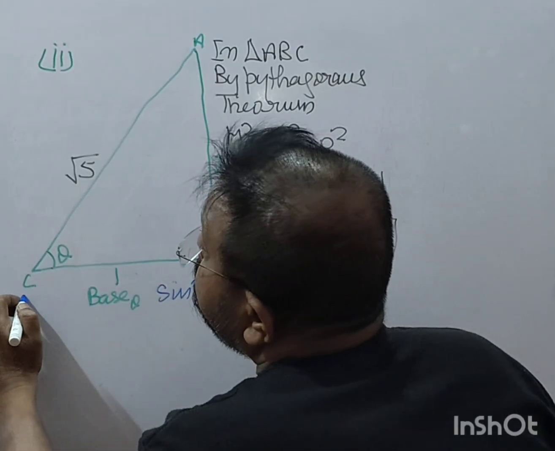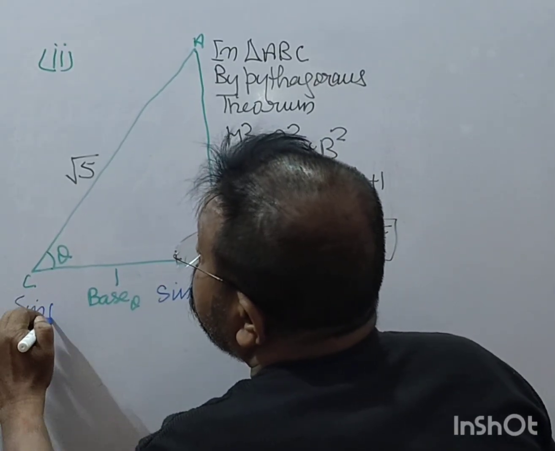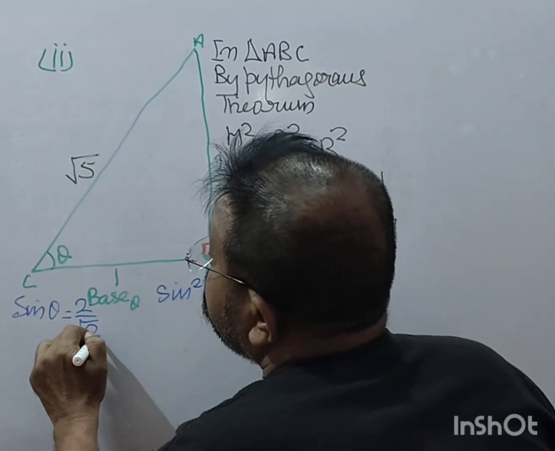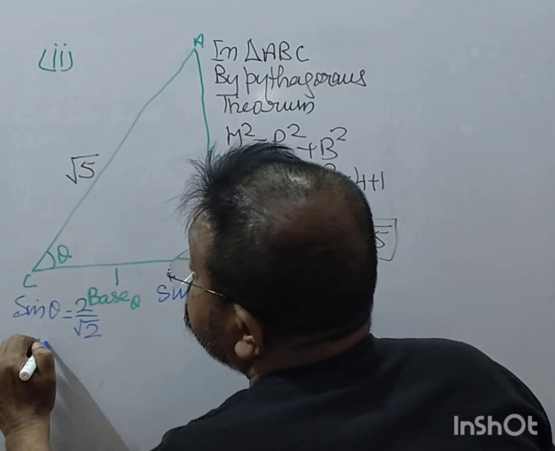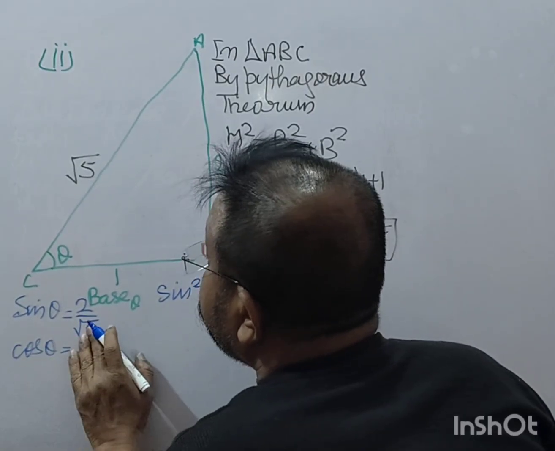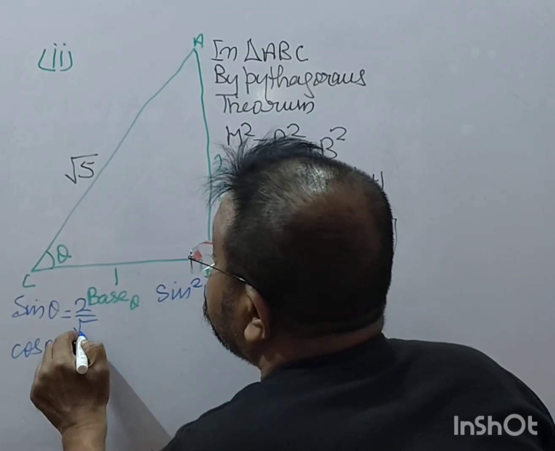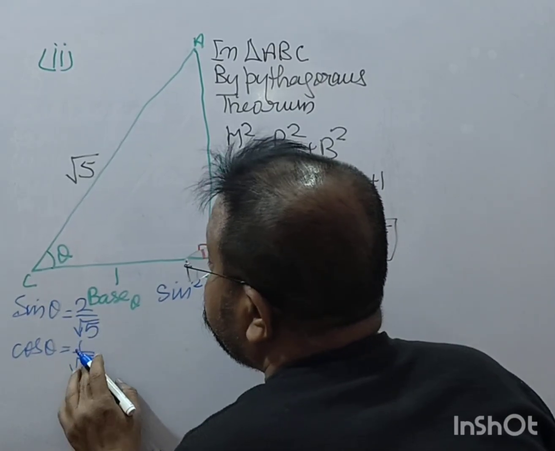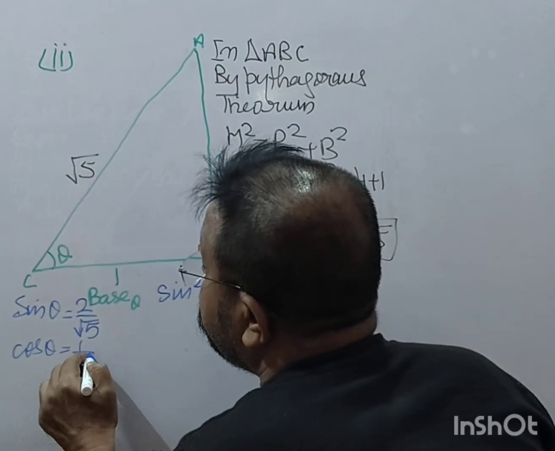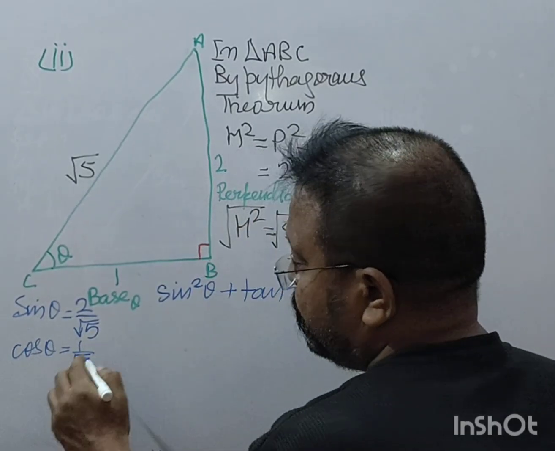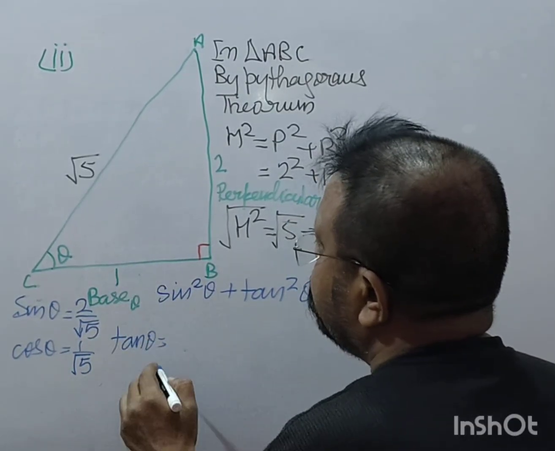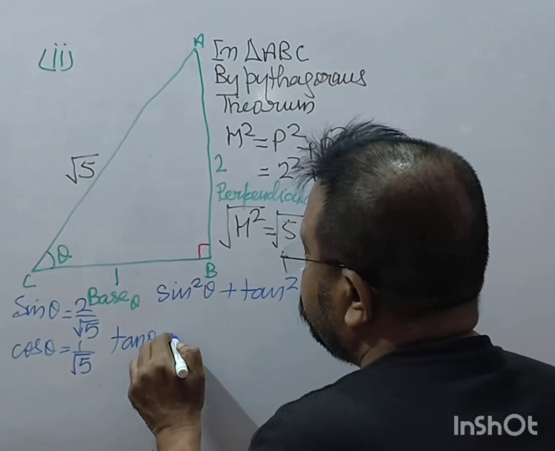Okay, so should I write here? Sine theta is how much? P upon H, 2 by root 5. Yes, sir. Cos theta is equal to 1 upon root 5. Sorry, it should be root 5. Whenever you lose your concentration, you just start thinking something other. It shows. And tan theta becomes how much? That is P upon B. 2 upon 1.